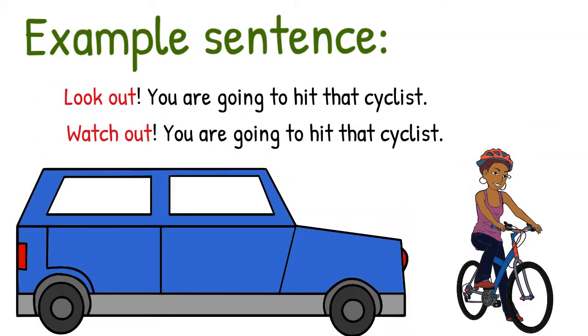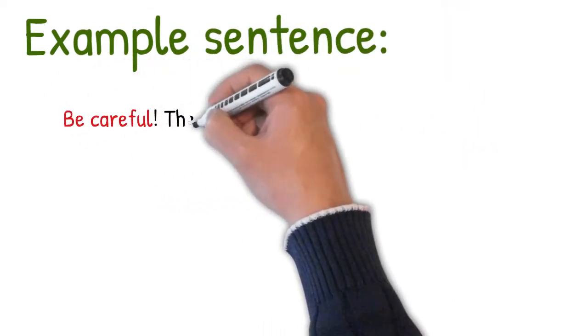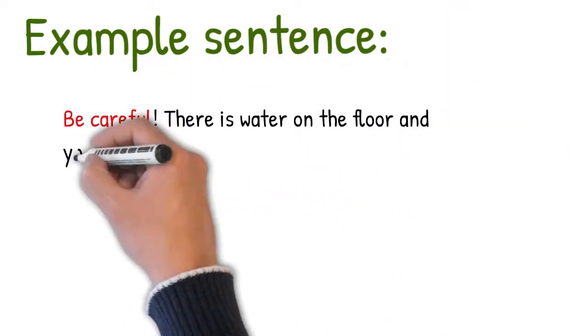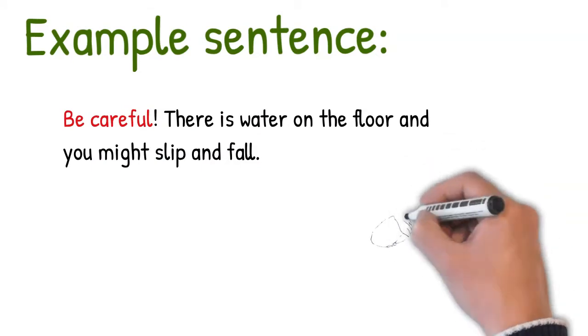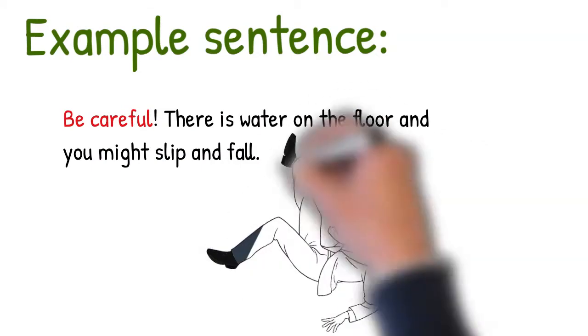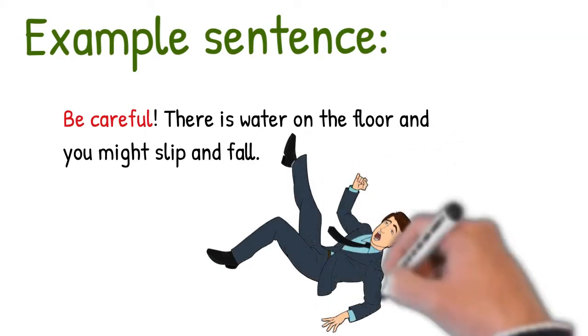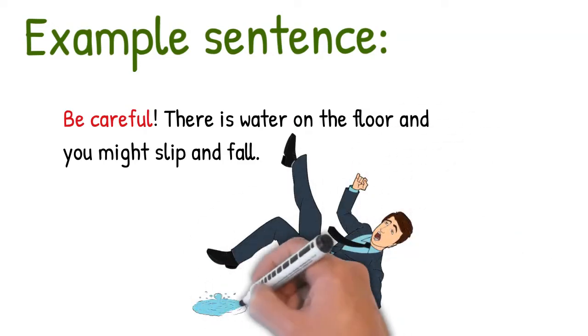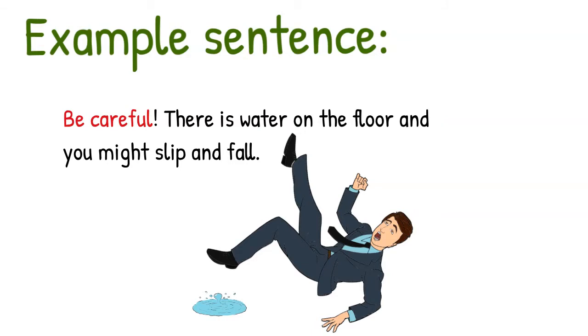It's an immediate warning. This next one is also immediate danger, but not as dangerous as maybe hitting someone with a car. So your tone will reflect that. Instead of saying it like that, you would say, "Be careful, there's water on the floor. You might slip and fall."